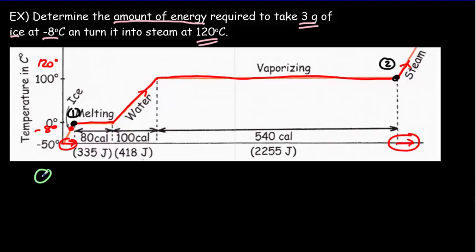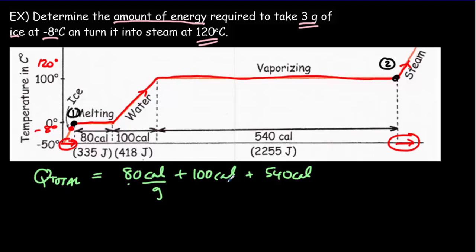If we do that, the total energy is going to be that 80 calories to melt 1 gram of ice, plus 100 calories to warm up 1 gram of water to 100 degrees, plus another 540 calories to boil away 1 gram of water. Now, of course, we don't have 1 gram of water. We actually have 3 grams of water. So these values are really calories per gram. And we're going to multiply that by 3 grams to get the total number of calories needed to go from point 1 to point 2. And if you do the calculation there, you get 2,160 calories.